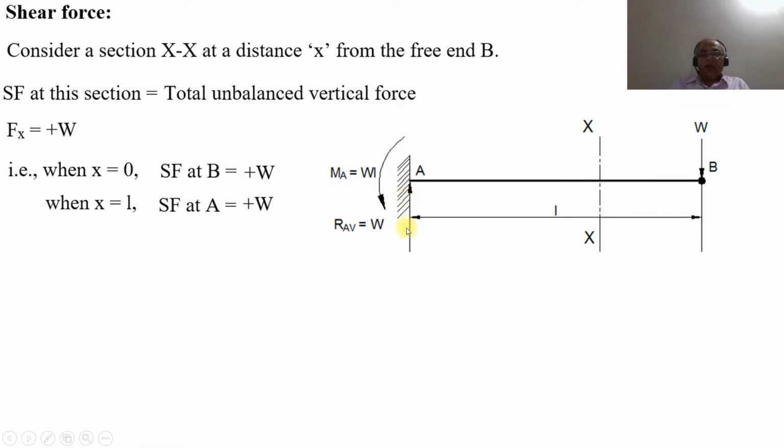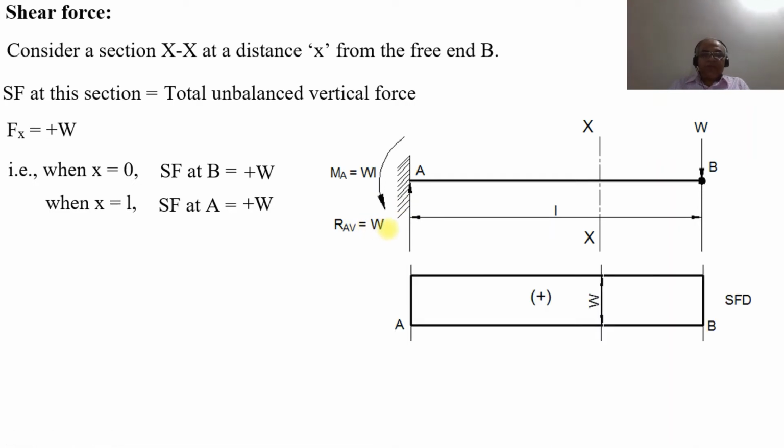When x is equal to L also, that is SF at A, you will have RAV, which is also equal to plus W. Therefore, in the shear force diagram, it is 0 beyond AB. At the point B, the load acting will be plus W. Since there is no load other than W acting between A and B, whose length is L, it remains constant between A and B. Therefore, SF at A also will be equal to plus W.